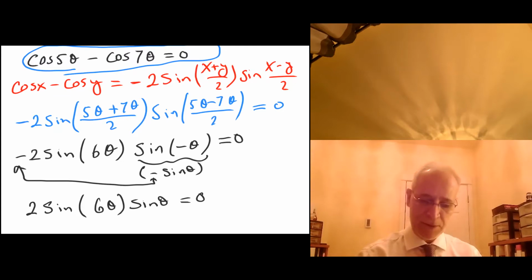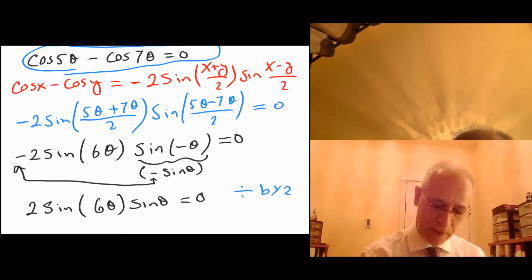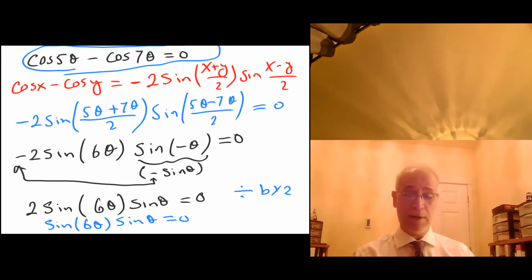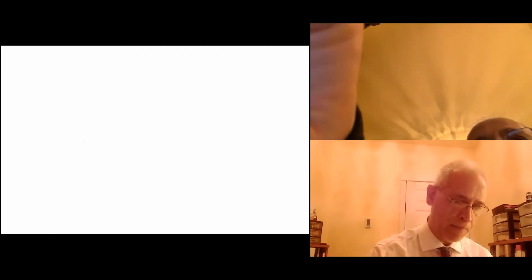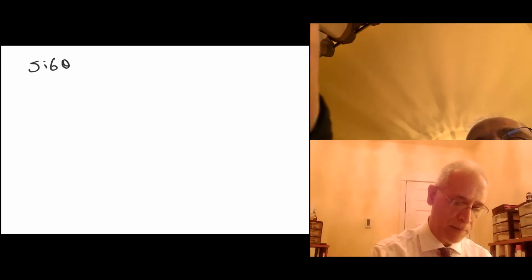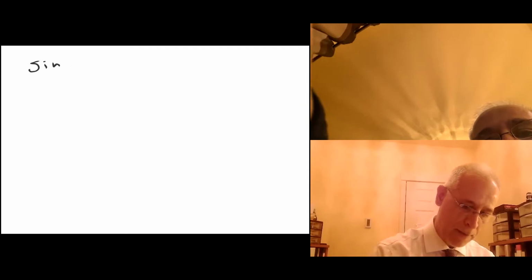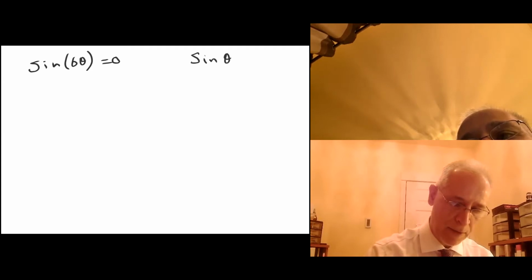Okay, before I go to the next page, let me divide both sides by 2. I will get sine of 6 theta times sine of theta equals 0. Now I can use the zero product property. So I get sine of 6 theta equals 0 and sine of theta equals 0.